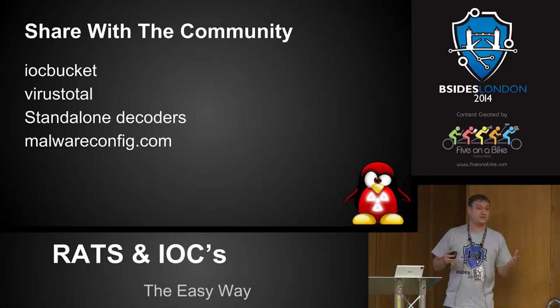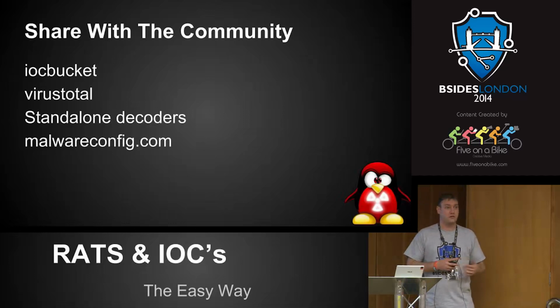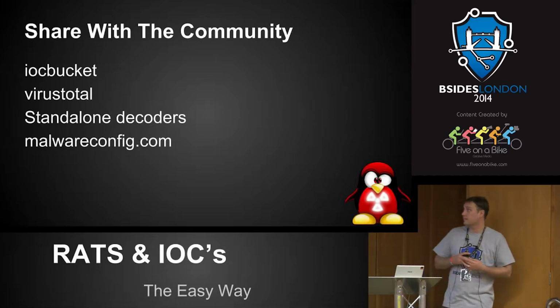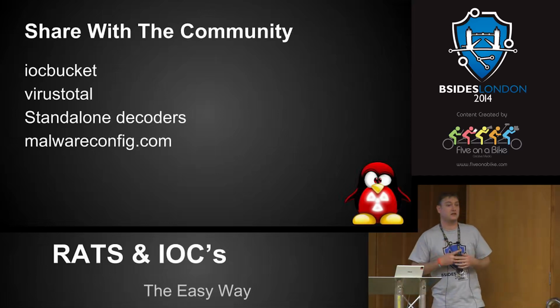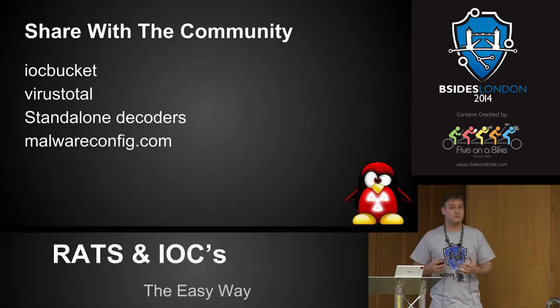VirusTotal, they have every sample. So any sample that's submitted to me, I'll check VirusTotal. If VirusTotal has it, I'll link to them and say, here's more information on it. And then if they don't have it, I'll push the sample up to them, and then there's a big cross-reference there. Standalone decoders, I mentioned these earlier. So I've done 23 so far. I have another 26 odd to write. So head over to my Git, pull these decoders down, and you can just run these. They're just Python on pretty much standard Python modules. And then malware config.